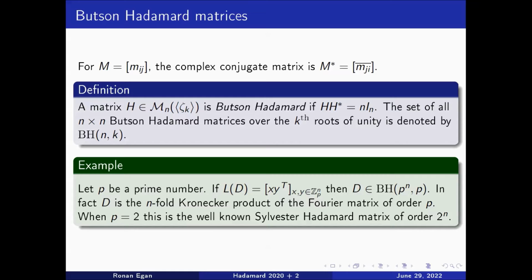So it'll be p to the n by p to the n in the pth roots. And this is well known. It's the Fourier matrix of order p, Kronecker product with itself n times, also known as the Sylvester matrix when p is 2. And this D will always be this matrix for the rest of the talk. So occasionally you will see D or L of D will come up. I mean this one.